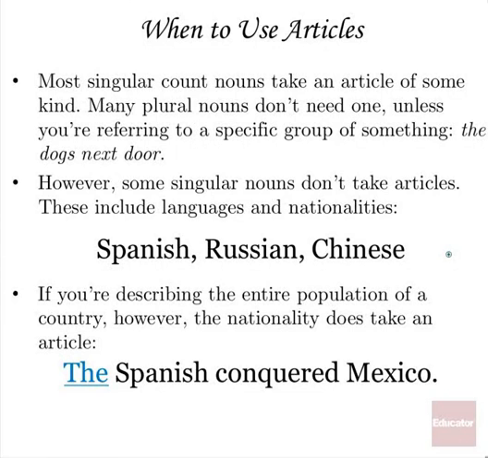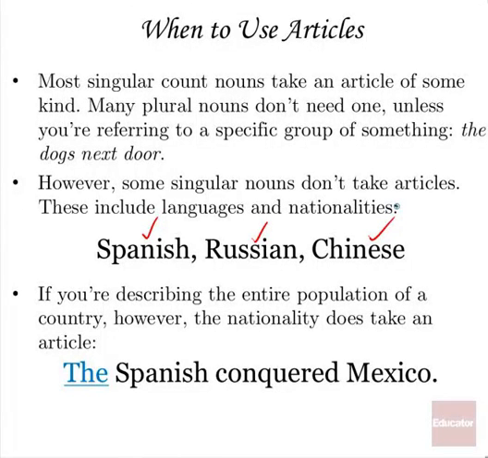However, some singular nouns do not take articles. These include languages and nationalities. So, Spanish, I speak Spanish. You wouldn't say, I speak the Spanish. You say, I speak Spanish. I speak Russian. I speak Chinese. However, there is an exception even to this. I know, we're just full of exceptions.